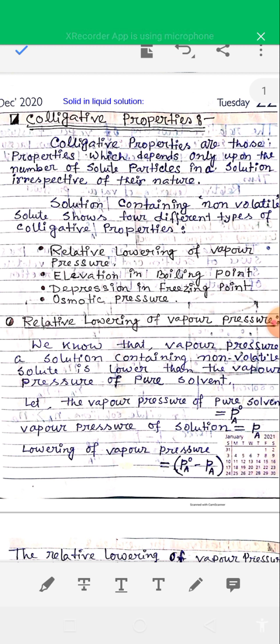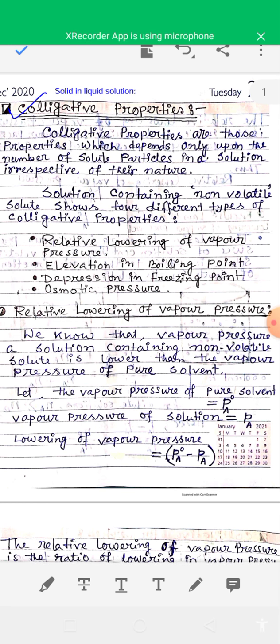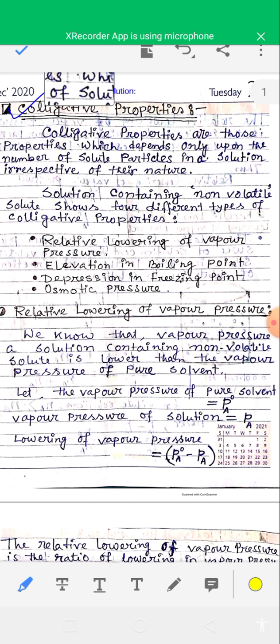Okay. And these solutions have some important properties which are known as qualitative properties. Very important properties, qualitative properties. So you have to know what these qualitative properties are. Qualitative properties are those properties which depend only on the number of solid particles in a solution, irrespective of their nature.